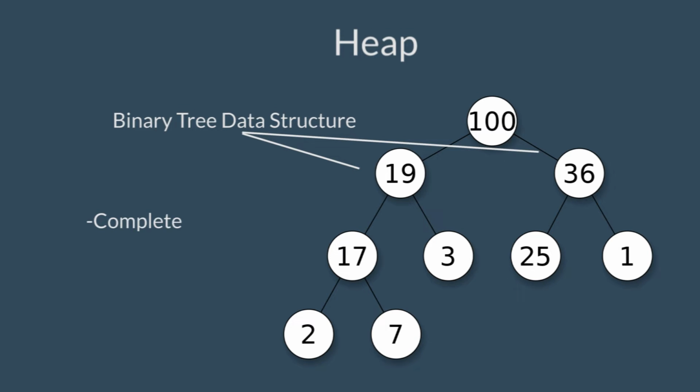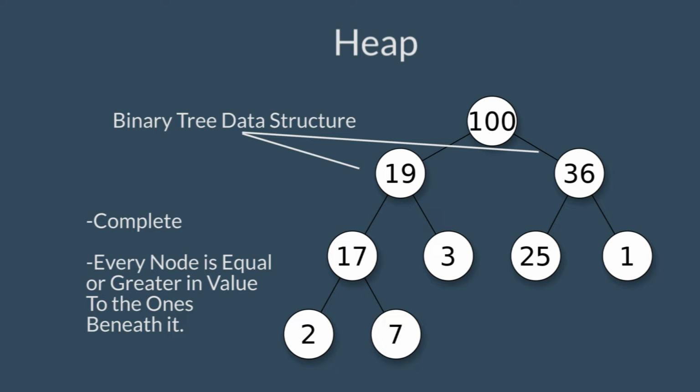In order for a binary tree to be considered a heap, it must be complete. To be complete is to say that every level on the binary tree will be completely filled except for possibly the bottom layer if there are not enough data points to fill it. A heap must also satisfy the heap order property, which means that every node must be equal or greater in value to the ones beneath it.